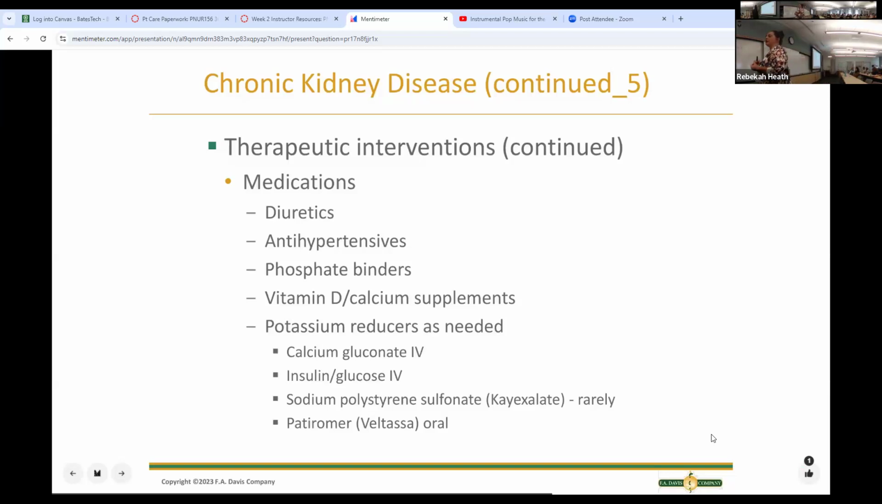We might do Kayexalate. Anybody seen a patient with Kayexalate before? That is given orally. And what it does is in the GI tract, it pulls potassium into the stool. So if we think about anything that pulls something into the stool, what's going to be a result of that? They're going to have diarrhea. They're going to be pooping a lot and it's not fun, but they do the Kayexalate so that they can pull that potassium down. And then Patiromer, I don't think it's used as usual.